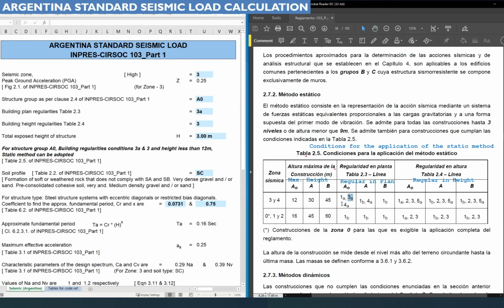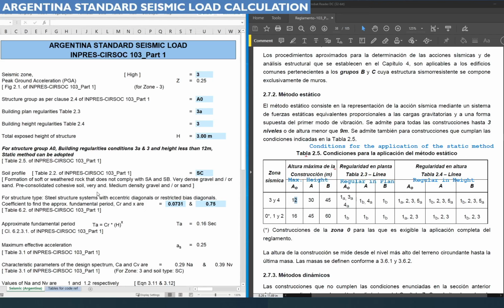and the next one is building height regularities as per table 2.4. So it is 3. So 3 is also available there. Then finally the structure height is 3 meter, which is less than 12 meter. So we can go for the static method of seismic analysis.